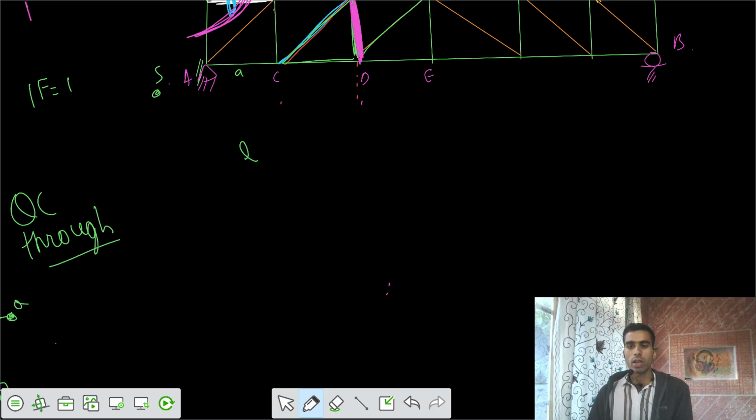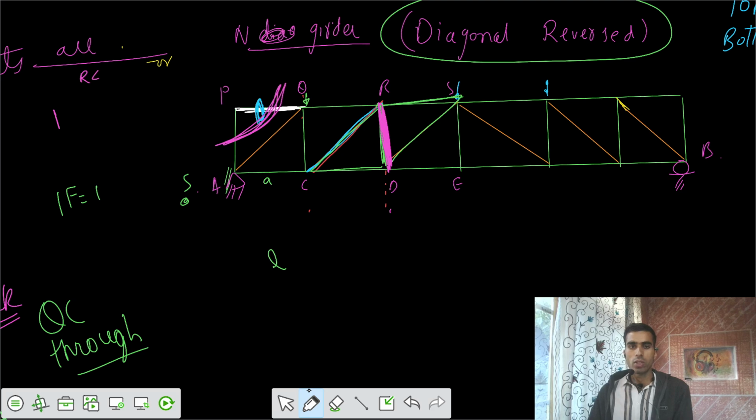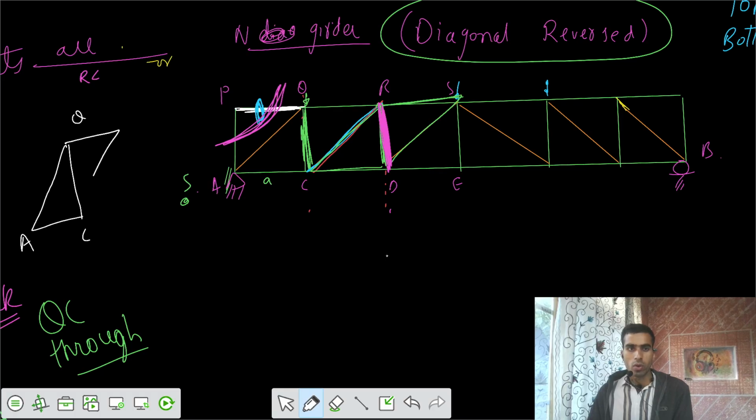Why is QC? Can you get why is QC? I would say QC is vertical. Let's have the triangles associated with that QC. I would say this is QC. The triangles associated with that are one is your QAC and one is your QRC.